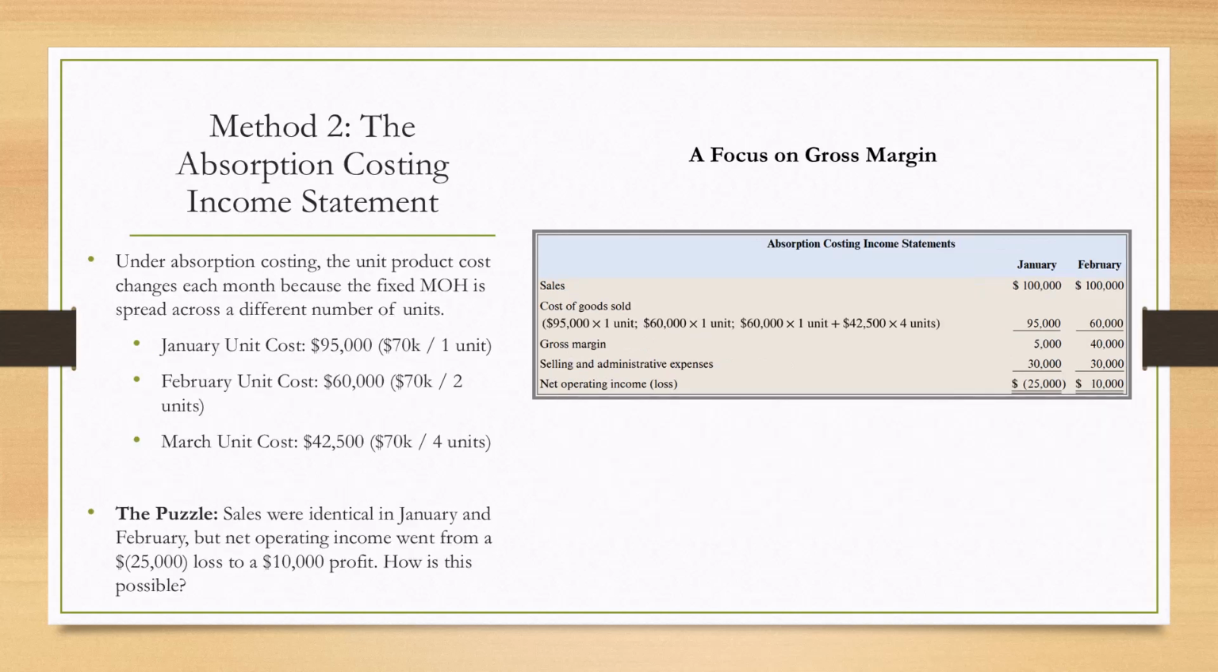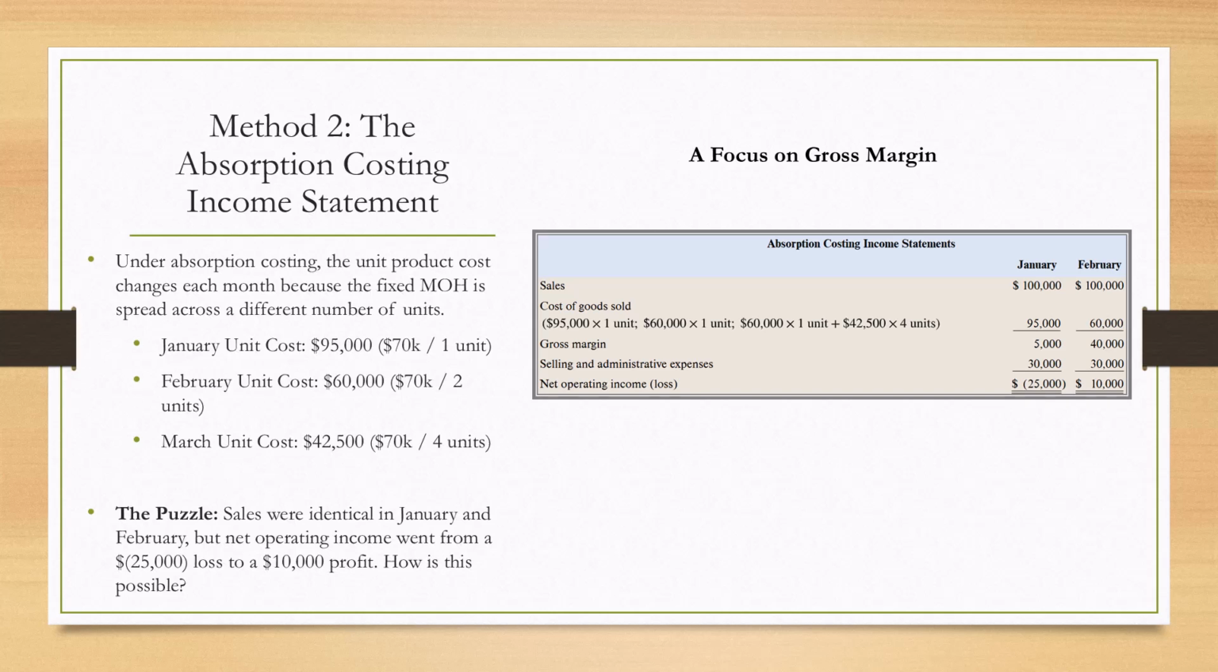Now, let's switch to method 2, absorption costing. This method focuses on gross margin. Here's where it gets interesting. Under absorption costing, the unit product cost actually changes every month. This is because that constant $70,000 of fixed manufacturing overhead is spread across a different number of units produced each month.